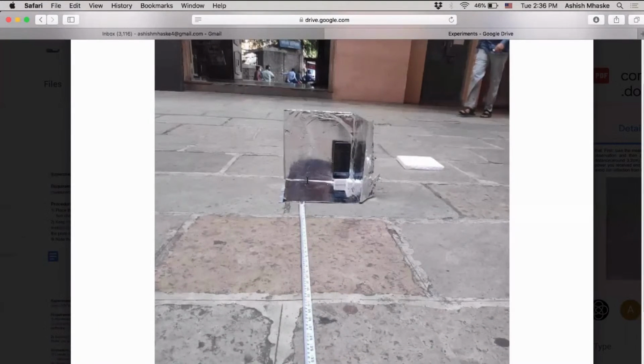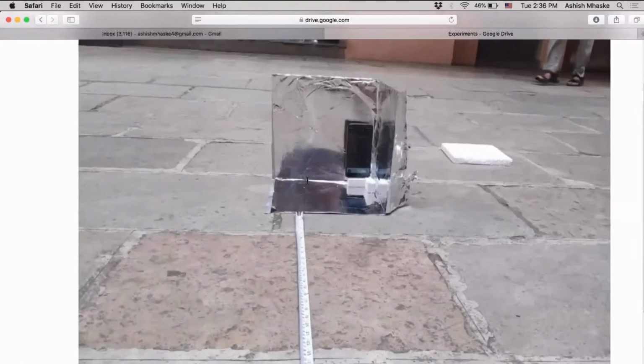Yeah, so you can see it's completely filled and covered with aluminum foil properly here. The corners should be well connected, and it will be good if they are covered with aluminum foil. They should be electrically connected.